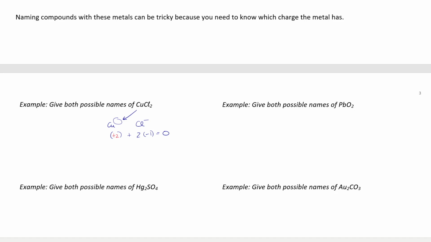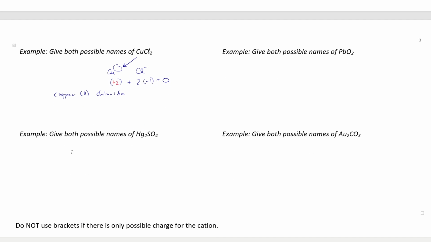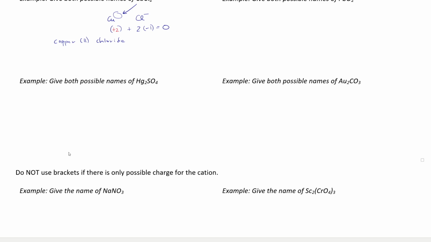So that means that the name of this is copper 2 chloride if you're using the stock system, and if you're using the classical system, that would be cupric chloride.